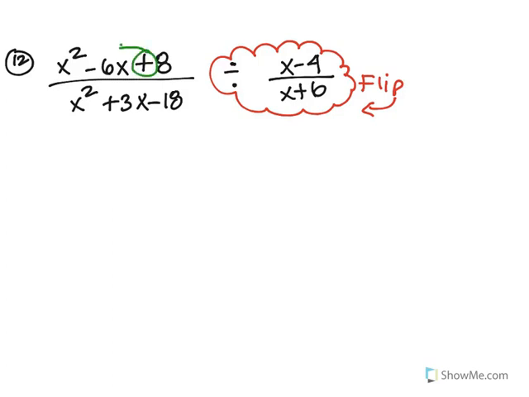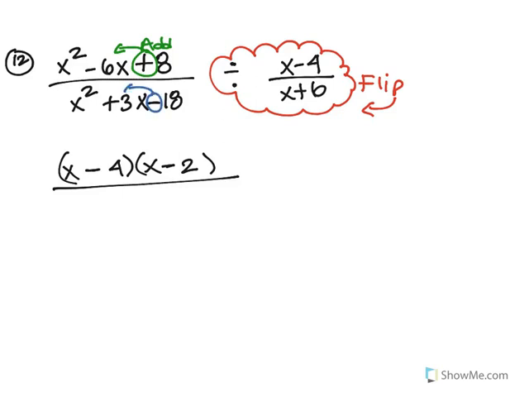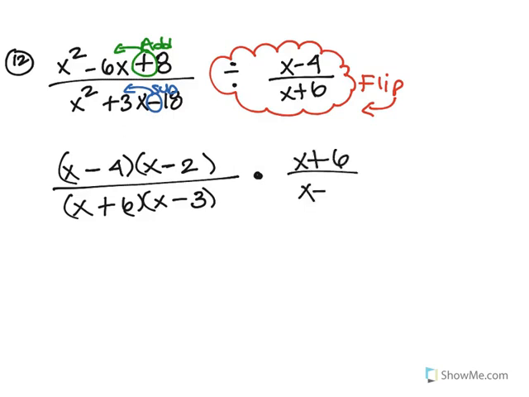So the top, we are adding to get that negative 6. 4 and 2, and both negative, because when you add, same sign. Good. On the bottom, we are subtracting to get that 3. 3 and 6, who's positive? 6 with a negative 3, right? Now we're going to change it to multiplication, and we're going to bring the x + 6 to the top, and x - 4 goes to the bottom.